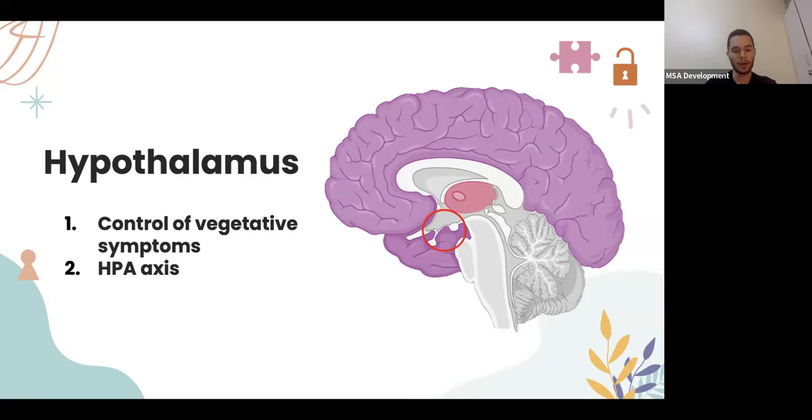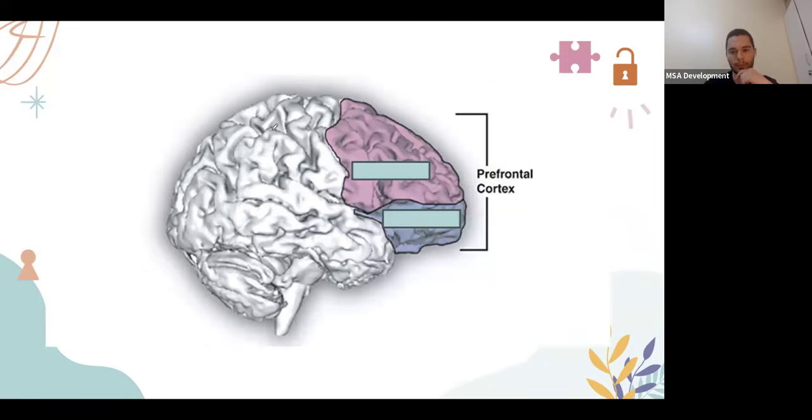Okay, so that would be hypertension. And if there's too much cortisone, that would lead to diabetes. Okay, moving on to the frontal lobe. So for the frontal lobe, we divided it into two parts, the dorsolateral prefrontal cortex and the orbitofrontal cortex.